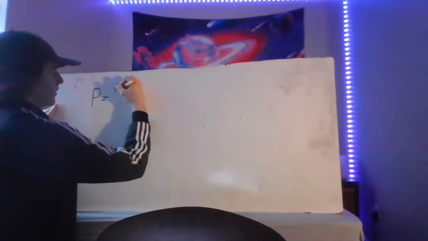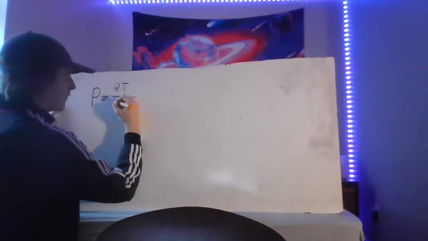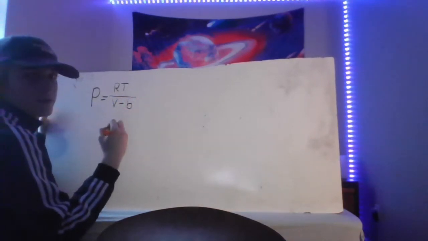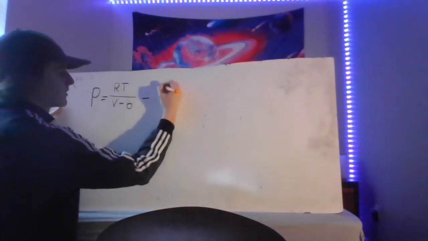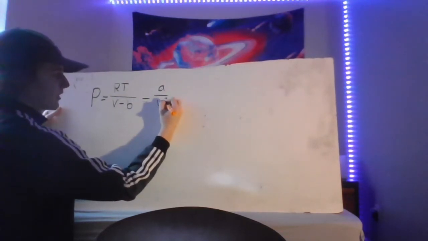So this is the van der Waals equation of state. P equals RT over V minus b, minus a over V squared.